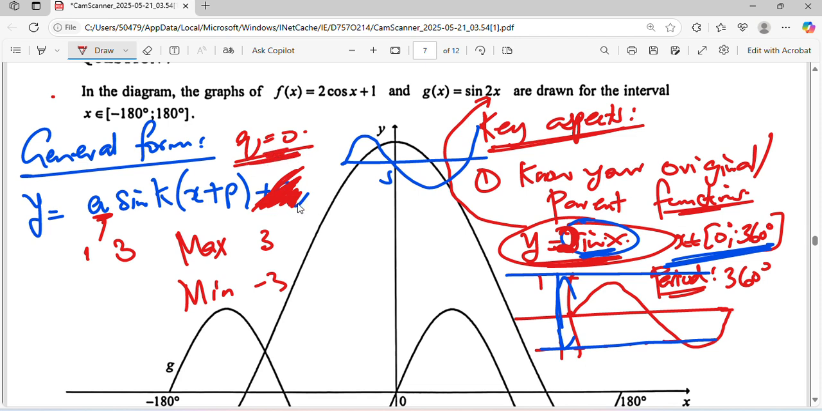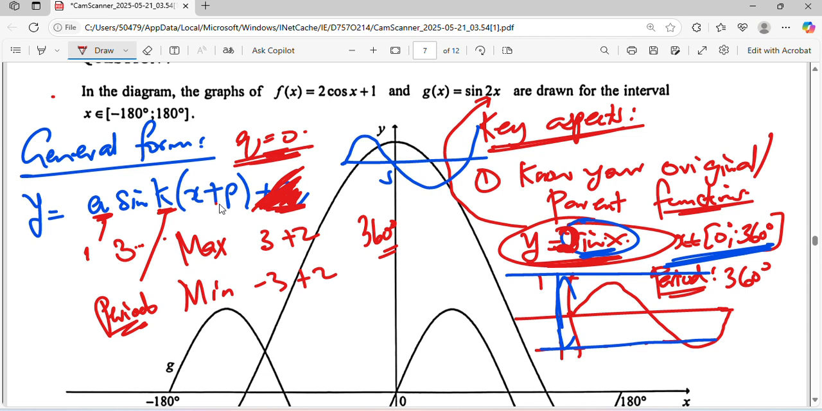But if there is a q, then these values will also shift depending on what q is. If q is 2, then that means we'll also be adding 2. That's very important. The q here is the one that's going to shift your graph up and down. The k here affects your period. It tells you the number of graphs you're going to have in a space of 360 degrees.